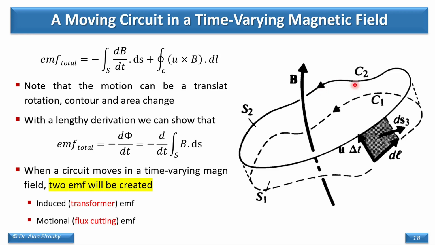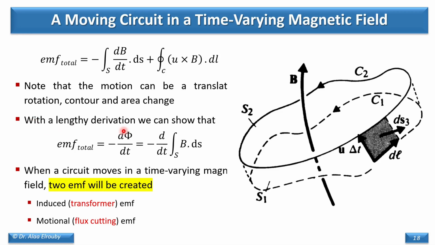The motion of the contour can be translation, so it can just move in the X or Y or Z direction. It can be rotating, it can be a change in the contour shape, like converting a rectangle into a triangle, or a rectangle into a square, or just deforming. Any kind of motion for the contour is also considered in this case.